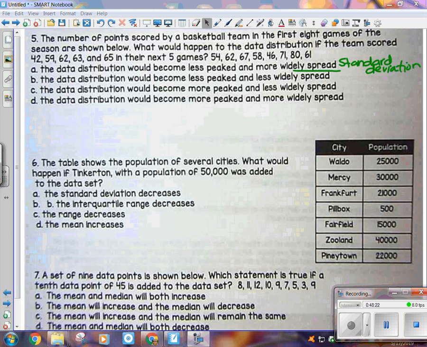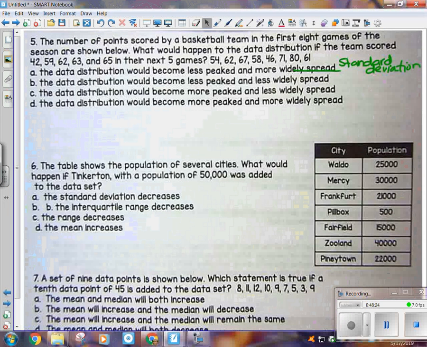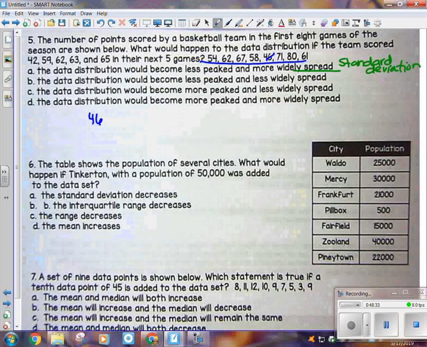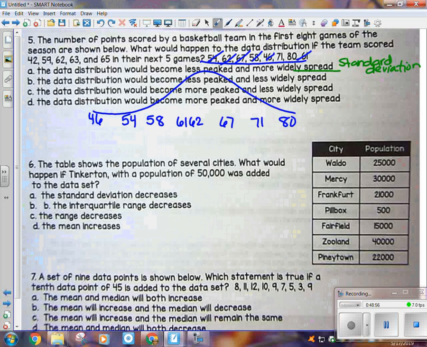So here's my strategy. I'm looking at this original set of data. 46 is the lowest. Then 54. Then 58. Then 61. 62 is right next to it. And 67. 71. And 80. So this is my set of data. So I'm imagining my spread being balanced like that.